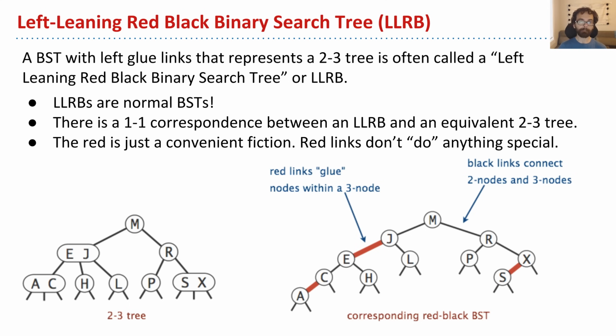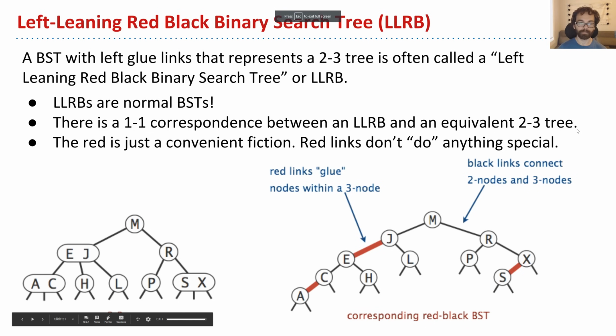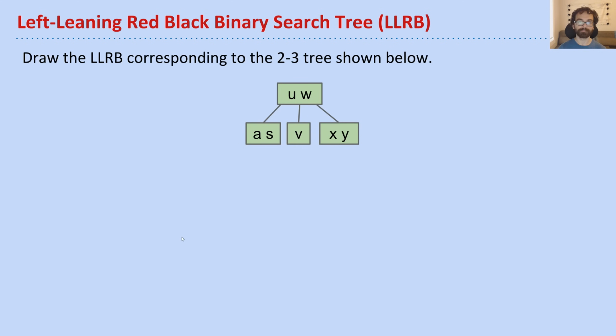Okay? One other thing I should mention is that I usually omit saying LLRBBST because it goes without saying that if we're talking about a left-leaning red-black thing, it's going to be a binary search tree. So whereas you might have wanted to call this an LLRBBST, I'm just going to call it an LLRB. Okay. So LLRBs, they're just normal binary search trees. They behave just like a normal binary search tree. It's just that they are structurally identical to a 2-3 tree.